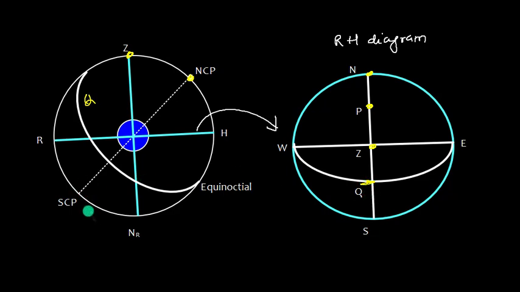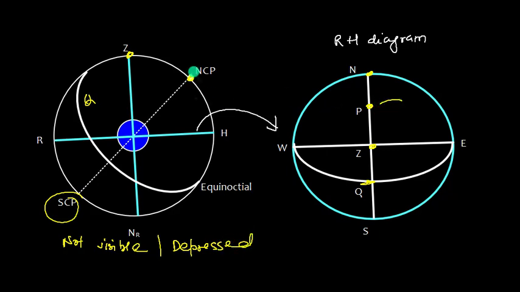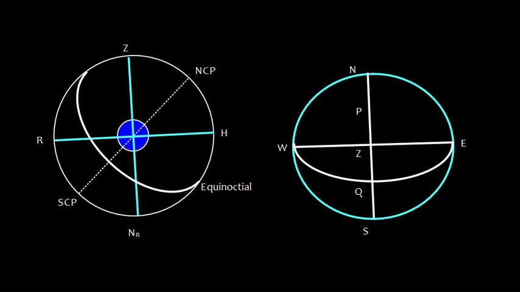And the south pole, obviously, is below the rational horizon, which is not visible. So that south pole cannot be seen. Actually we call it the depressed pole. And here the north pole is visible, and here also the north pole is visible. We call it the elevated pole. Of course, we have already covered this in celestial navigation, but here we need to discuss it just to understand this latitude by meridian altitude concept.